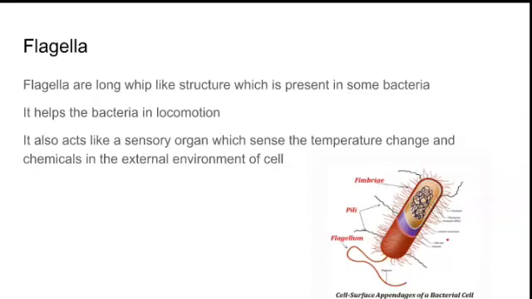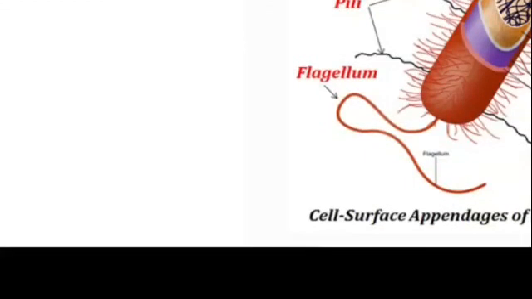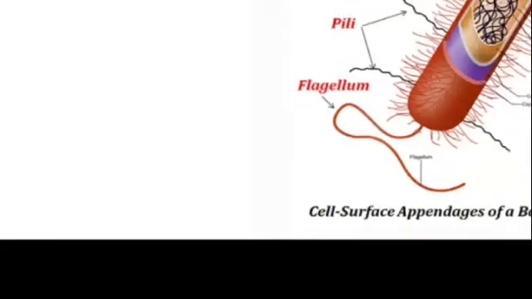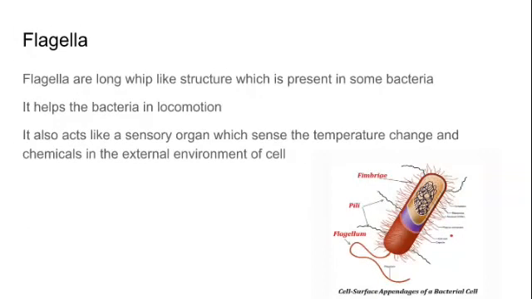Next we will move on to important appendages present in the bacteria, that is flagella and fimbriae. Flagella is a long whip-like structure which is present in some bacteria. This long thing which I have marked here as flagellum is the whip-like structure present in the bacteria. What is the use of this flagella? It helps the bacteria in locomotion, in the movement of bacteria.